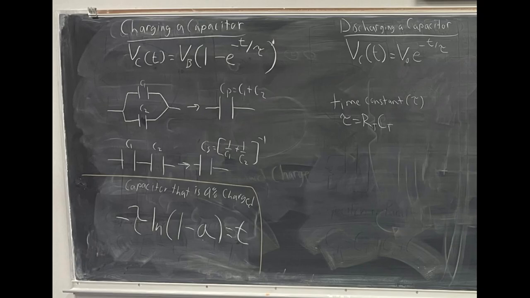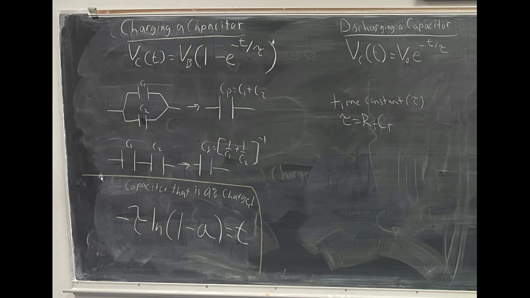So our main equations are going to be the voltage across our capacitor with time will be, if we're charging it, our power supply, our battery, multiplied by the term 1 minus e raised to negative t over tau. If we have parallel capacitors, just add up their capacitance to simplify them. If we have series capacitors, sum the reciprocals and then invert.